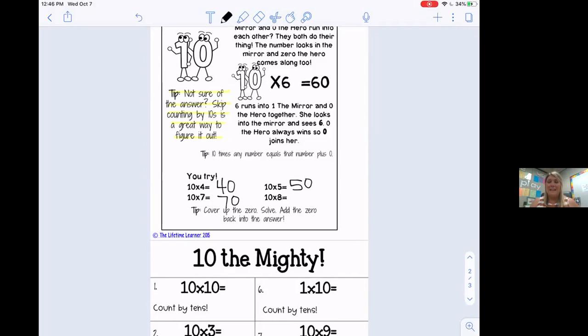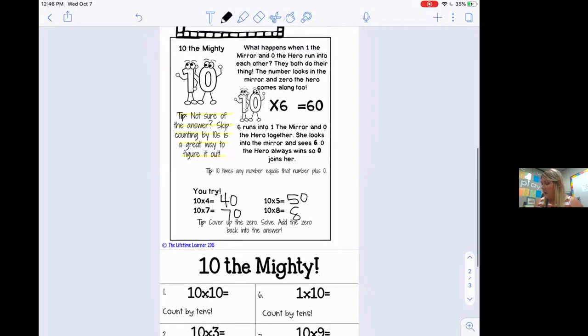Next one, 10 times 8. So boys and girls, what number am I multiplying 10 by? That's right, 8. So how many fingers am I going to hold up? You got it. I'm going to hold up 8 fingers. So now let's skip count by tens until all 8 of our fingers are down. 10, 20, 30, 40, 50, 60, 70, 80. All of my fingers are down and I stopped at 80. So my answer is 80.